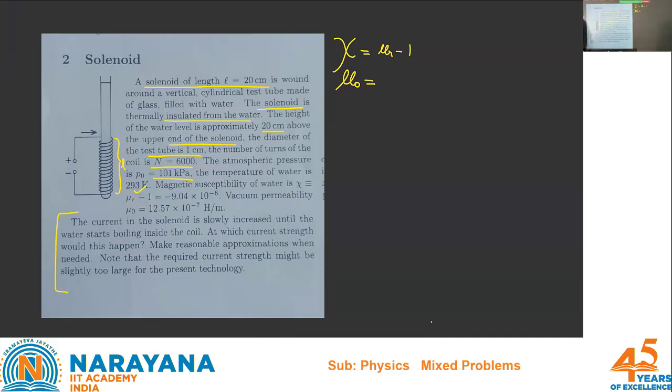The current in the solenoid is slowly increased, until the water starts boiling inside the coil. So you were asked, at what current strength would this happen? And obviously you have to take reasonable approximations when needed. When you get the answer, you will realize that with the current technology, such currents may practically not be achievable.